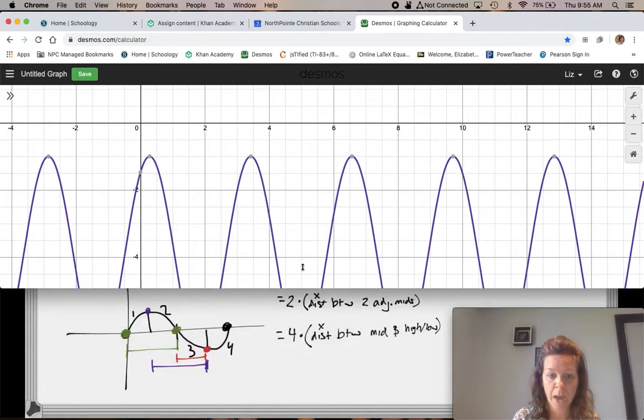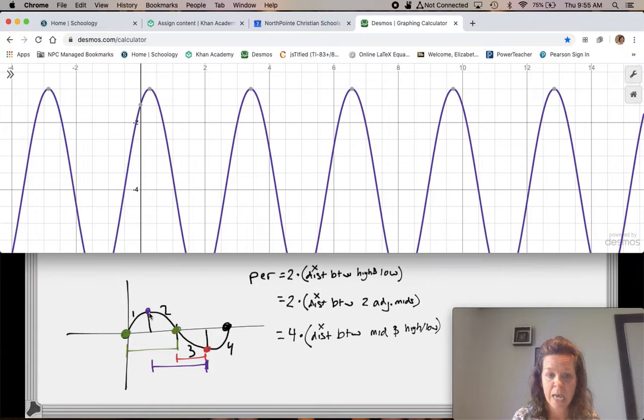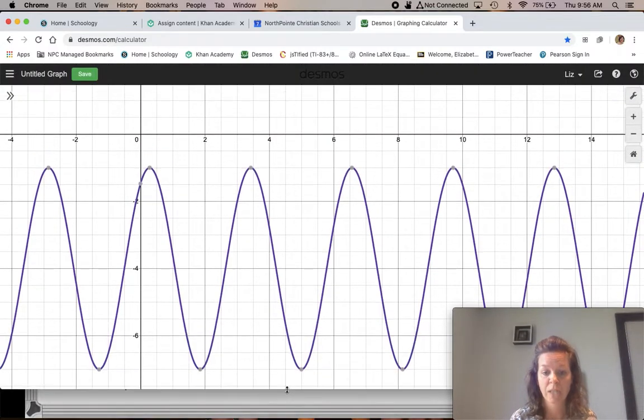So as we think back to this, if I have a high and a low, that's the purple. That covers half the distance. So I need to double that if I want to find the period. So I double it, and it says 3.142, which is actually pi. So the period of this graph is pi.